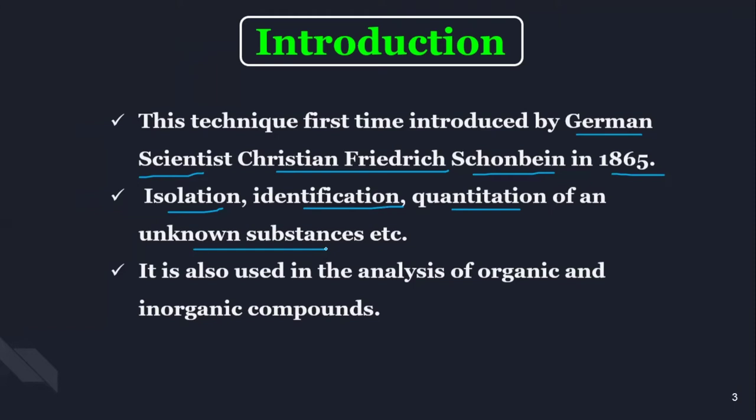This is one type of partition chromatography. We call it partition chromatography because here we use two phases: one is the mobile phase and the second is the stationary phase. What the mobile and stationary phases are, you can see in the next slide. This is one type of partition chromatography in which the substances are distributed between two liquids: the stationary liquid, which is held in the fibers of the paper, and the moving liquid.